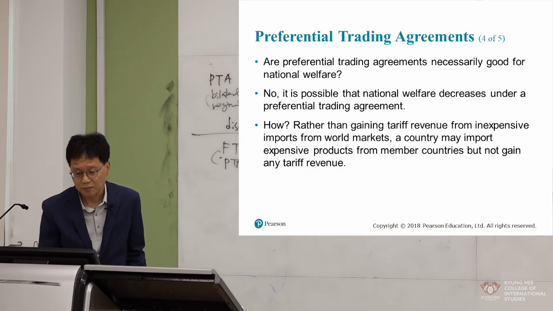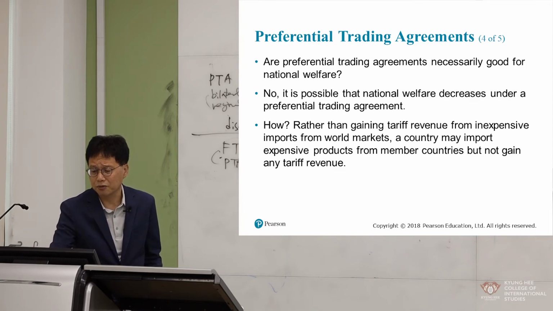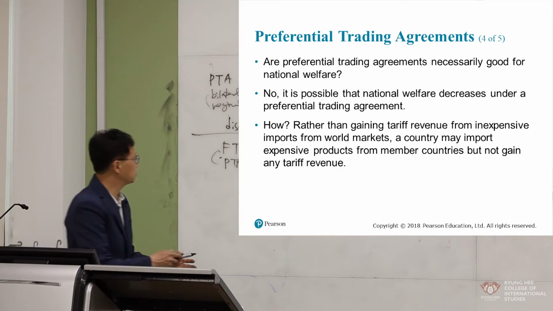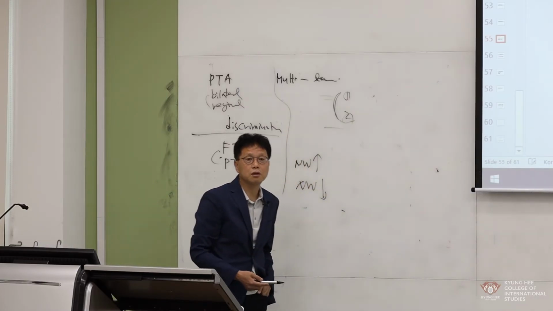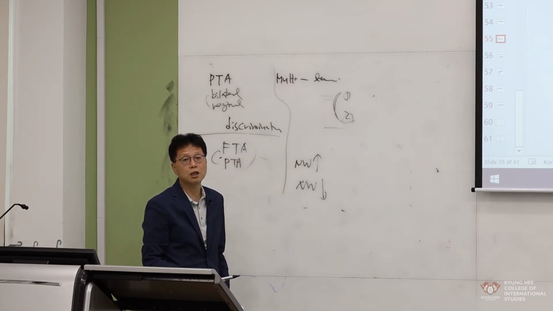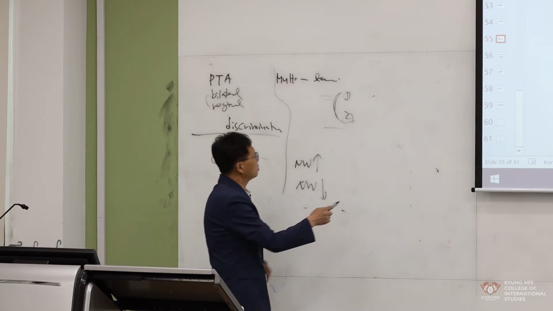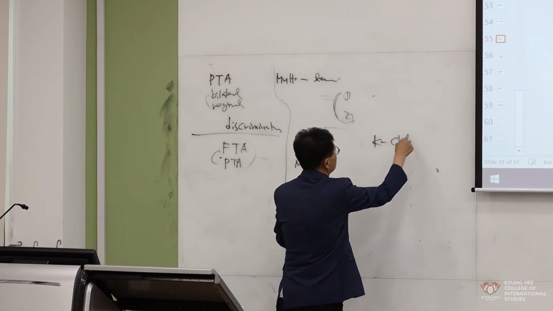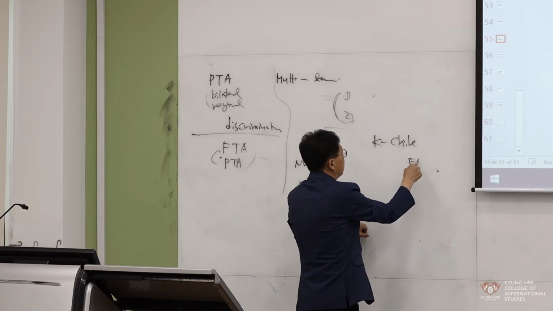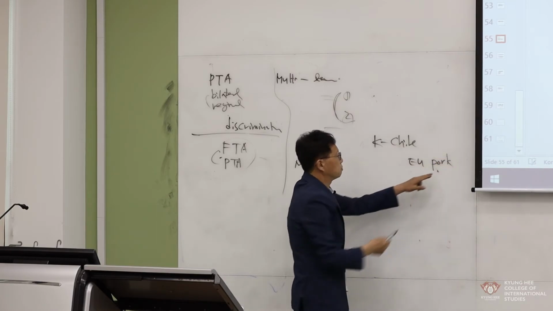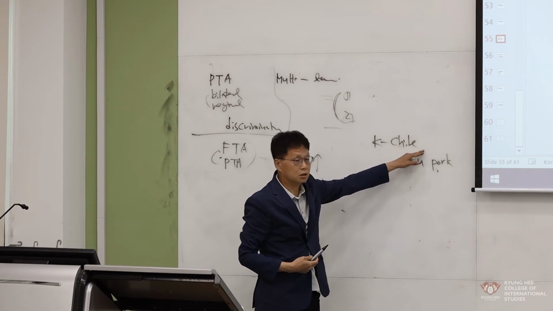How? Rather than gaining tariff revenue from inexpensive imports from the world market, a country may import expensive products from member countries but not gain any tariff revenue. For example, the real example is this one. Before the Korea-Chile FTA, we imported EU pork. We usually import pork from EU countries.